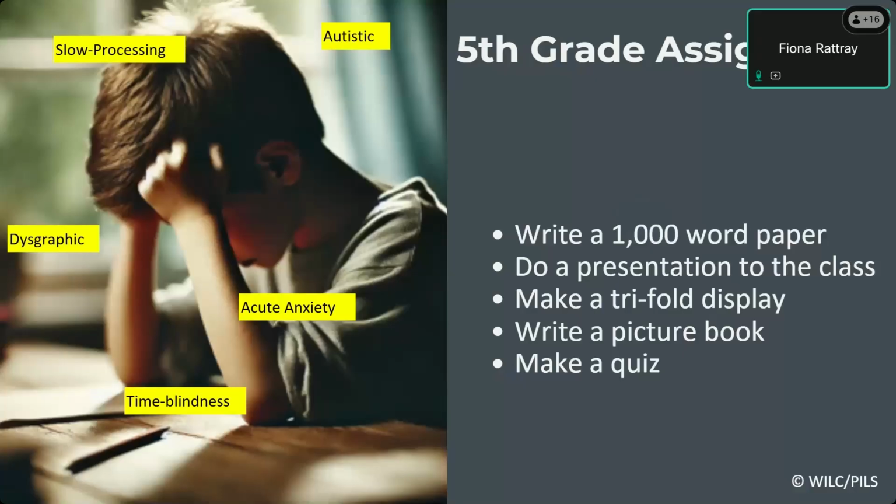But for my daughter, it was an absolute nightmare because, as you can see here, she's autistic, but she also has acute anxiety, as many kids with autism do. She struggles with executive functioning, and time blindness and organization, generally speaking, are really challenging for her. She's dysgraphic, so writing a 1,000-word paper is not something that she's going to jump with joy at the prospect of doing. And she also processes information much more slowly than her peers, significantly more slowly.